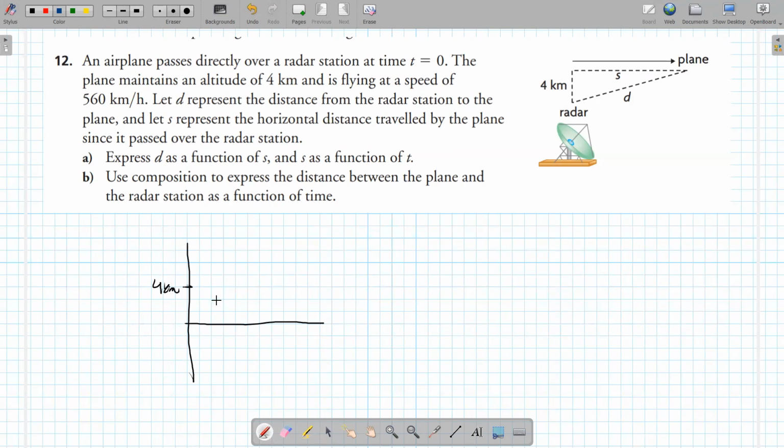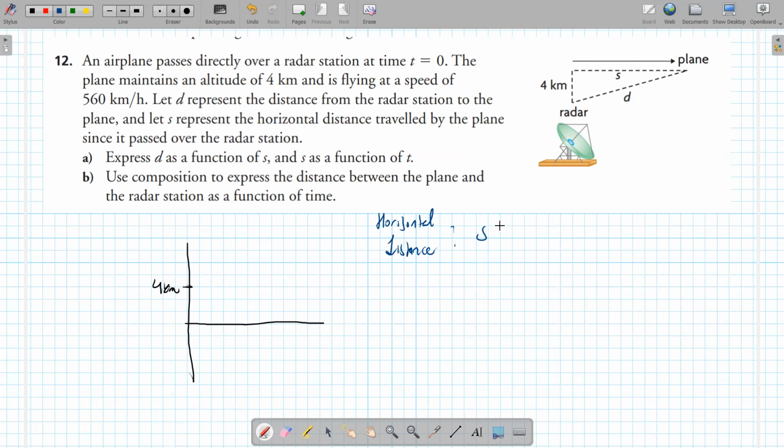Looks pretty difficult, but it's not too bad. Check this out. For the horizontal distance from the radar station, is that represented by S or D? You look at that sketch they've given us. Is S the horizontal distance or is D the horizontal distance? S, right? So S is the horizontal distance.